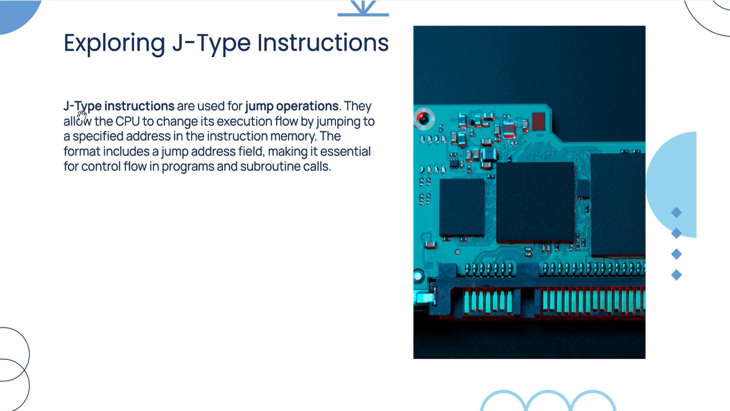So the next type of instruction is J-type instruction, that is used for jump operations. They allow the CPU to change its execution flow by jumping to a specified address in the instruction memory. The format includes a jump address field, making it essential for control flow in programs and subroutine calls.